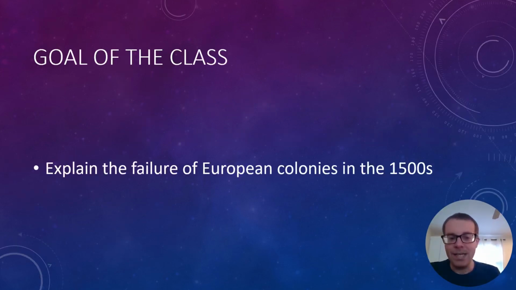So we will begin as usual with our goals for this lecture. I want you to be able to explain the failure of European colonies in the 1500s. Why is it that the Spanish were able to succeed in, for instance, conquering the Aztec Empire in 1521, but all the major European powers were not able to set up basic functioning colonies in North America in the 1500s? And so we're going to look at a number of different examples, and I'll try to keep this lecture a little bit quicker because lecture 2 I know was quite long.